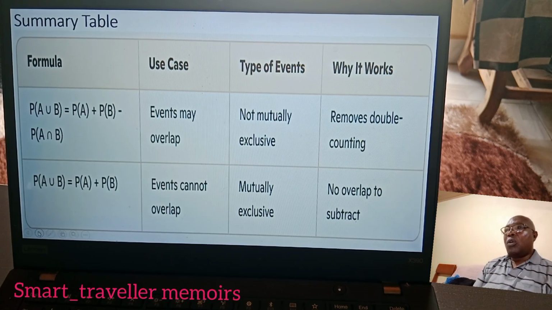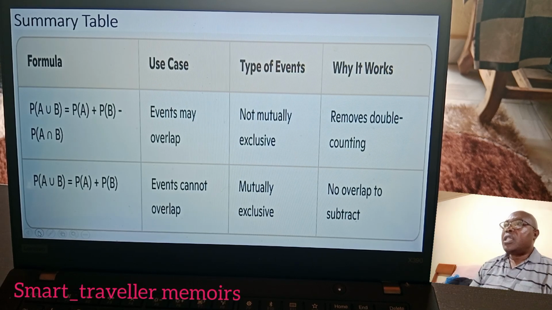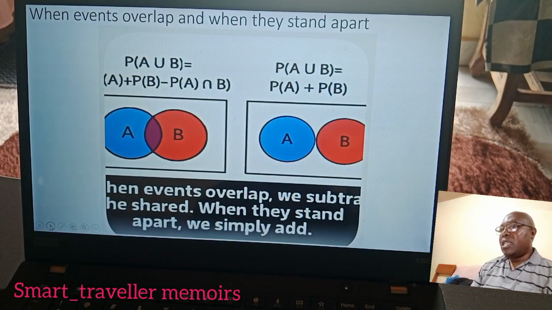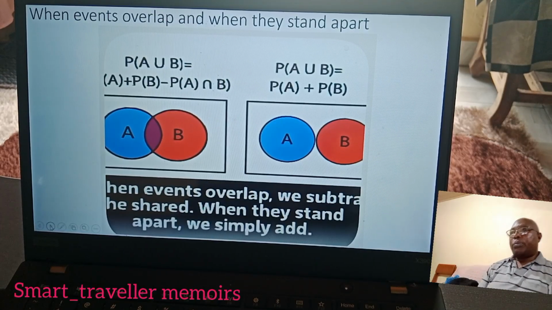So we have the summary table, where we have the formula, use case, type of events, and why it works. Therefore, we have P, A union B is equal to PA plus PB minus PA intersection B. Use case is events may overlap. Type of events are not mutually exclusive, and why it works: removes double counting. And then P, A union B is equal to PA plus PB. Events cannot overlap. These are mutually exclusive. And how it works: no overlap to subtract.